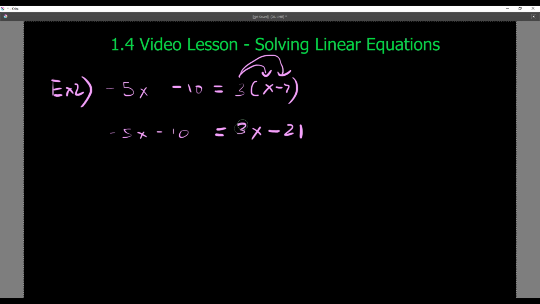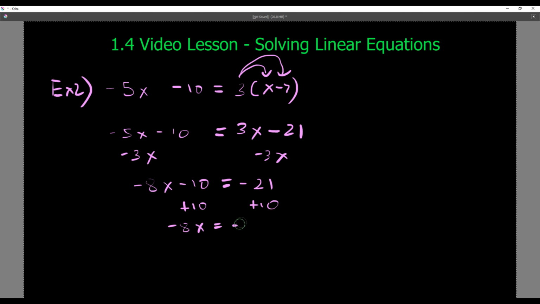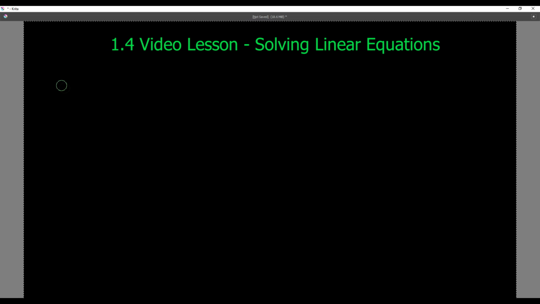Now this 3x can be subtracted from both sides because it's no longer stuck to this, right? If I subtract the 3x from both sides, now I have negative 8x minus 10 is equal to negative 21. And I add 10 to both sides. I have negative 8x is equal to negative 11. And x is equal to, well, divide both sides by negative 8. I have 11 over 8. All right, example number 3.